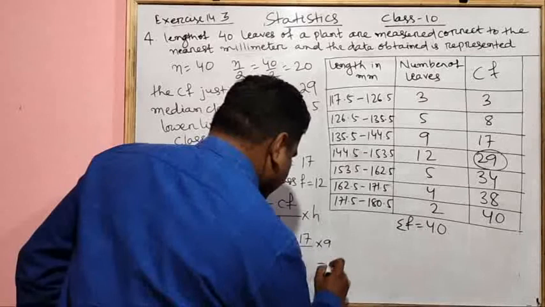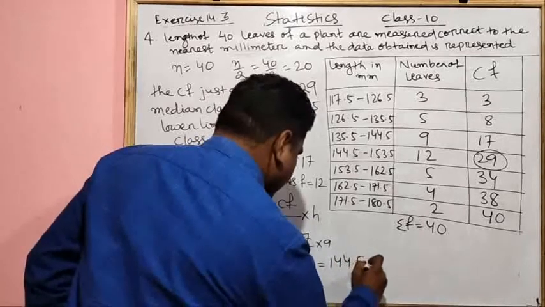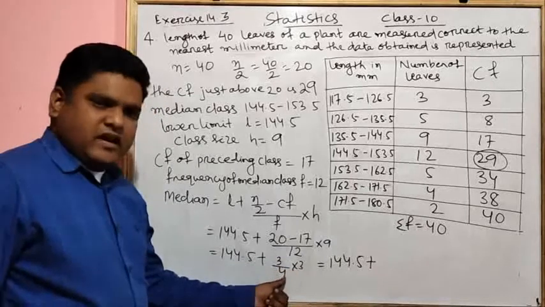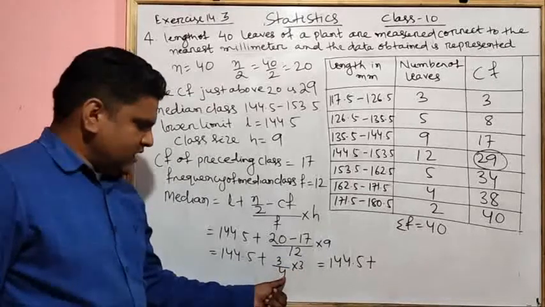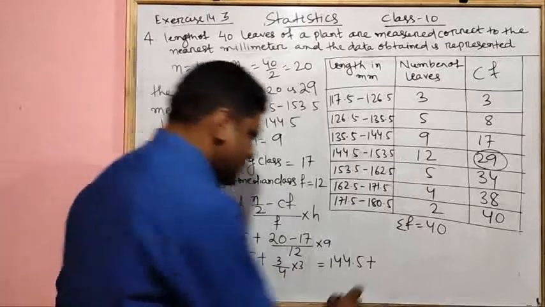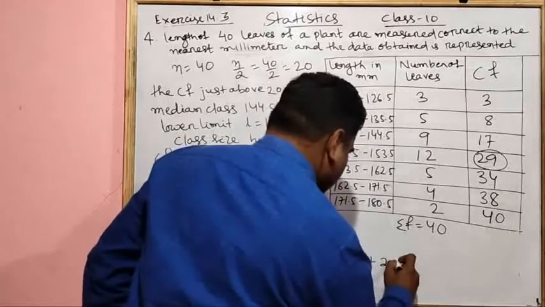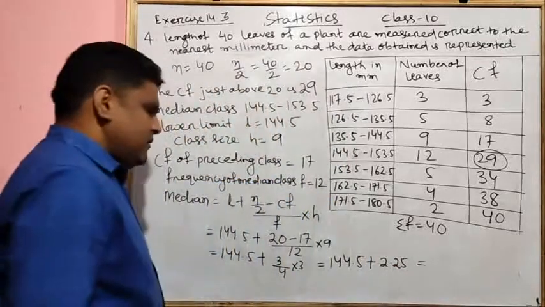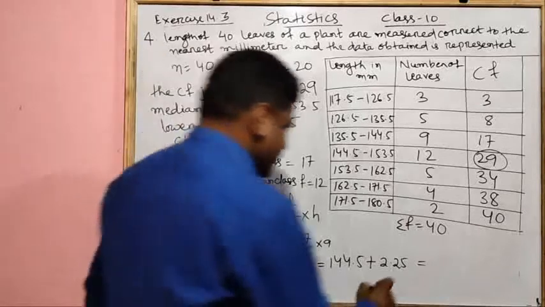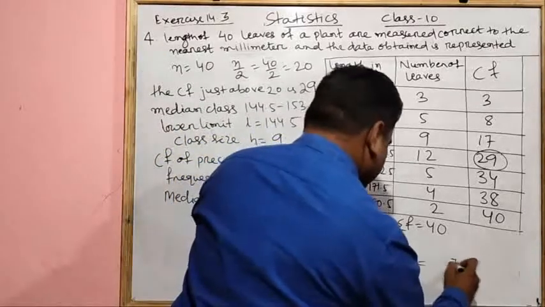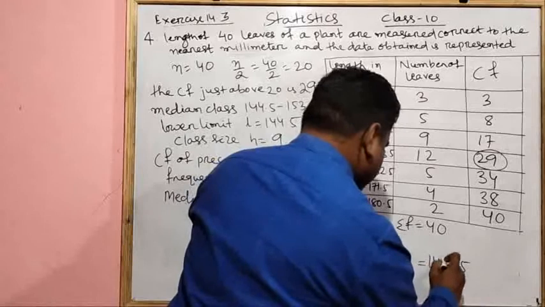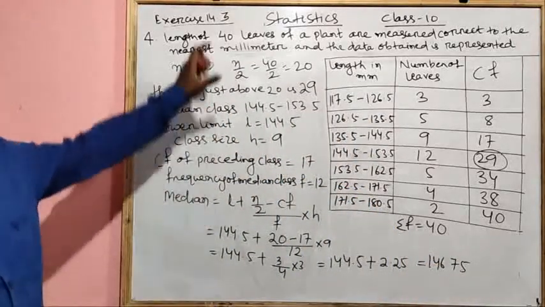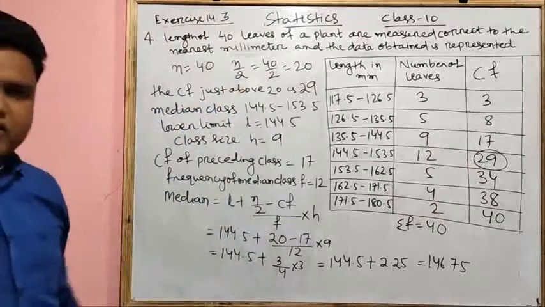So it will be 144.5 plus, this is 3 into 3 is 9 by 4. 9 by 4: 4 into 2 equal to 8 and 1 by 4. So 2 and 1 by 4 equal to 2.25. So it is 144.5 plus 2.25. It will be 146.75, the median of this frequency distribution table. Thank you.